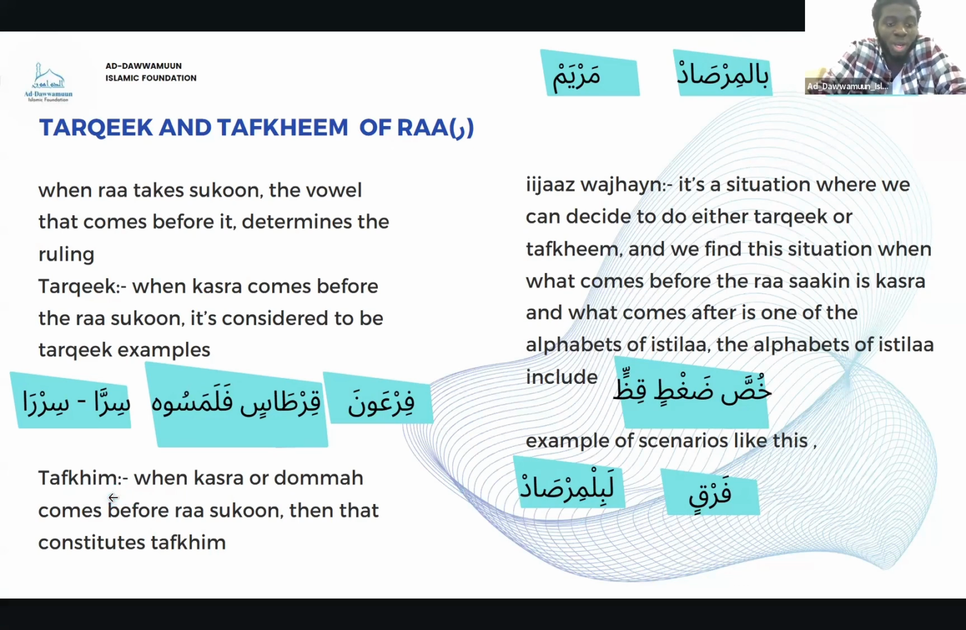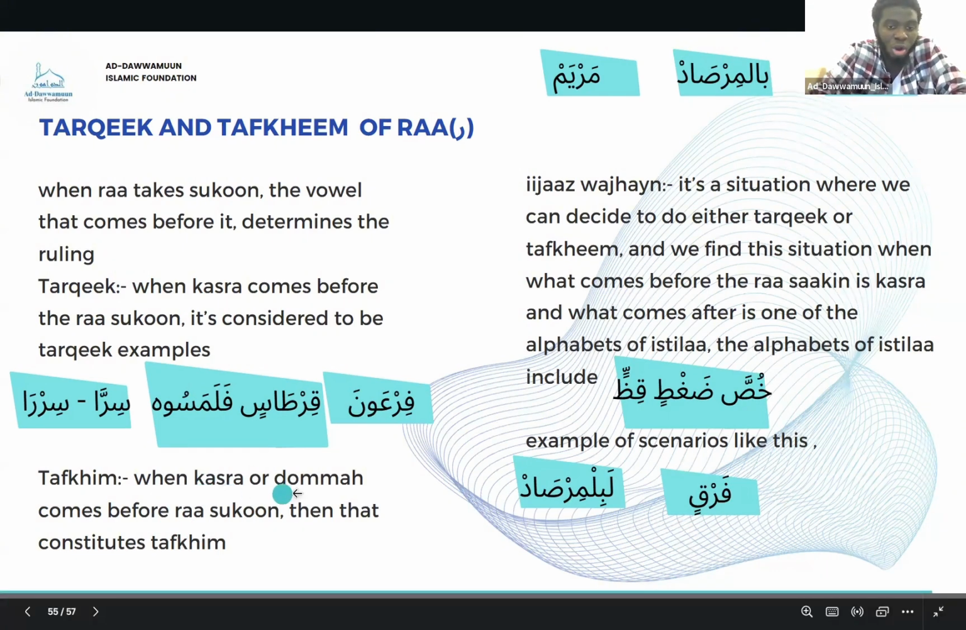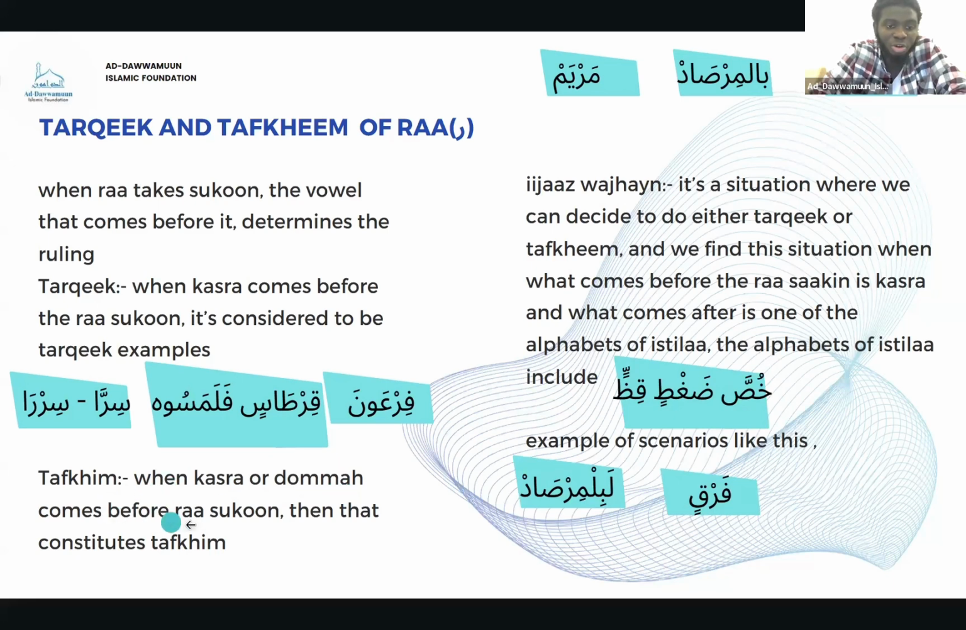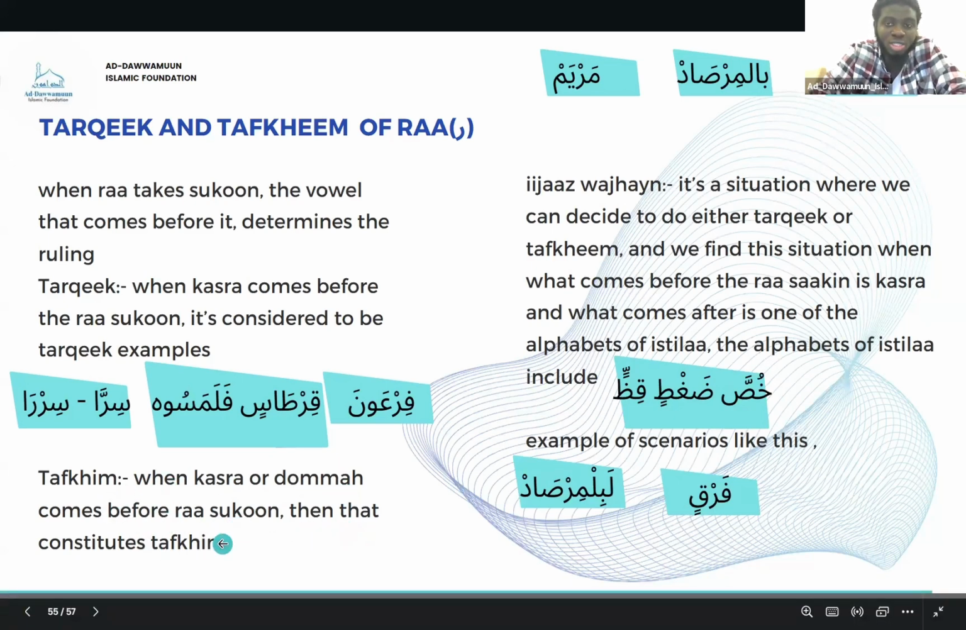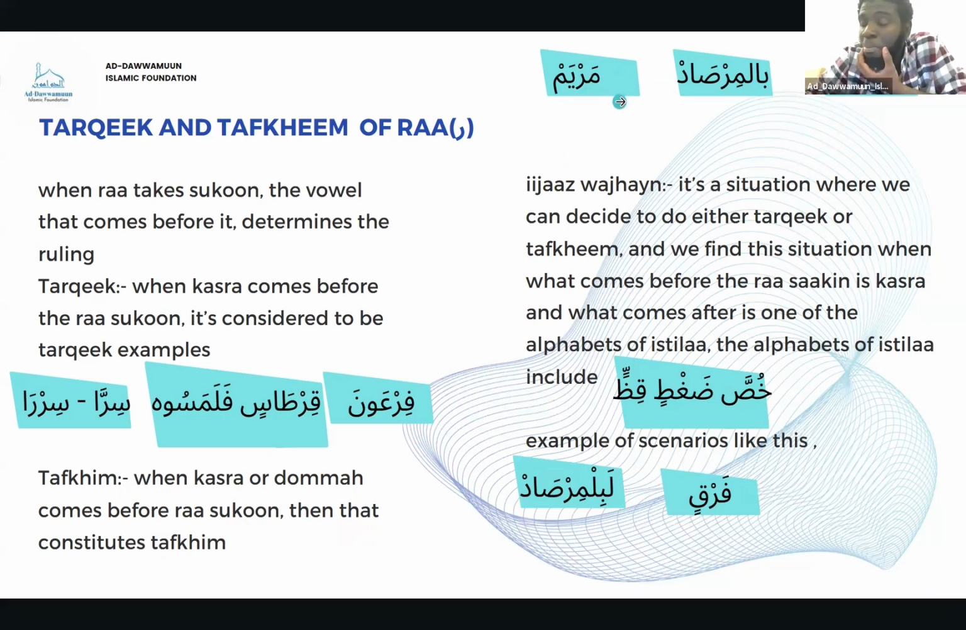Tafkheem. When fatha or dhamma, this is an error. When fatha or dhamma comes before Ra sukun, then that constitutes Tafkheem. Easy example, the most common example. Maur. You see the Ra sukun was pronounced while my mouth was what? Protruded. Maryam.